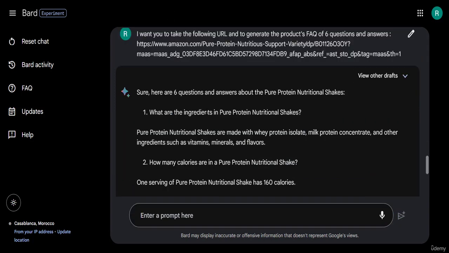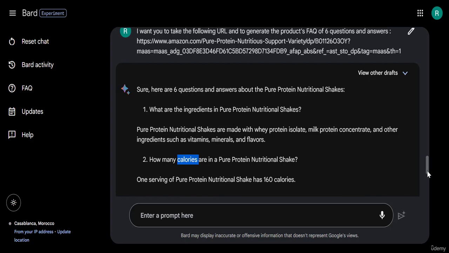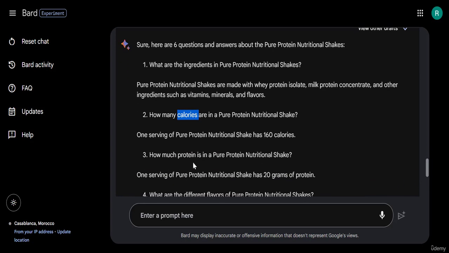And you can see over here that it went to the back end and started generating the FAQ for me. So the first question is, what are the ingredients in pure protein nutritional shakes? And this is the answer. How many calories are in pure protein nutritional shake? How much protein is in pure? So this is good.